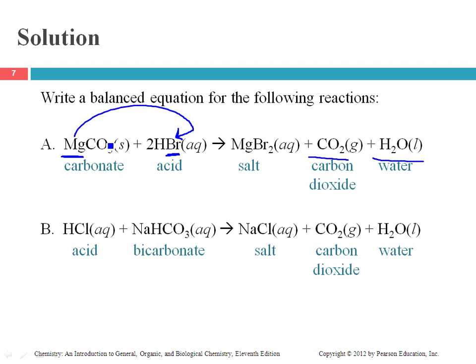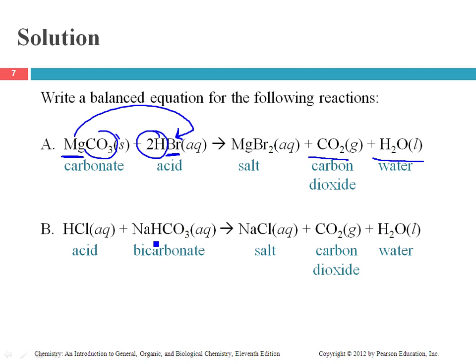So basically our carbonate and our hydrogen, in a sense, almost decompose into CO2 plus water. Okay, so you don't really have to worry about the logistics there. You just want to be sure you recognize what your salt is, your ionic salt, plus CO2 plus water. Okay, if we look at our next equation here, we've got HCl and bicarbonate.